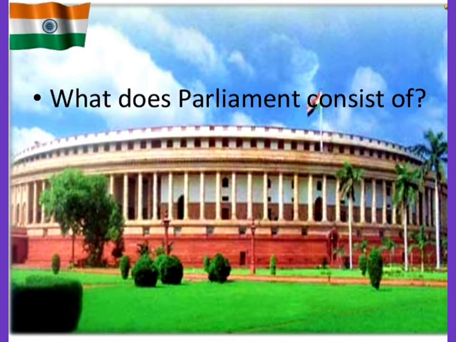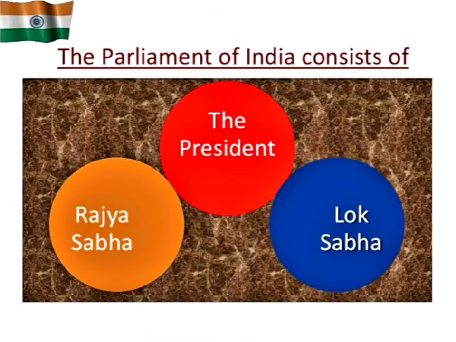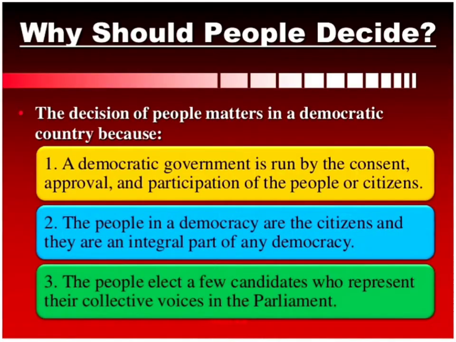Now, we will study what the parliament consists of. It consists of the president and the two main houses, the Rajya Sabha and the Lok Sabha. These are the main important elements of our legislature. Now, why should people decide? Why are people so important for a democratic country?